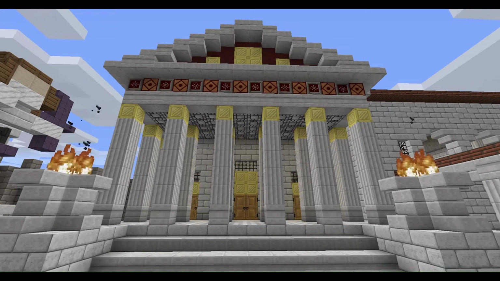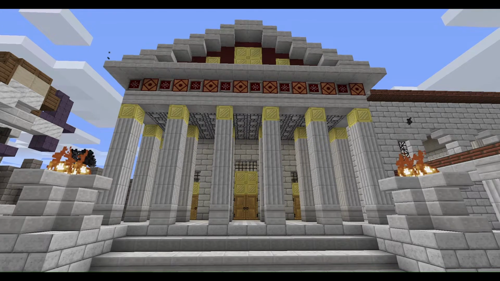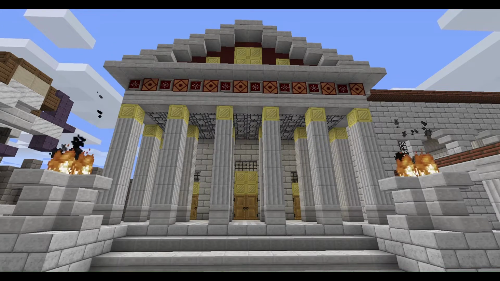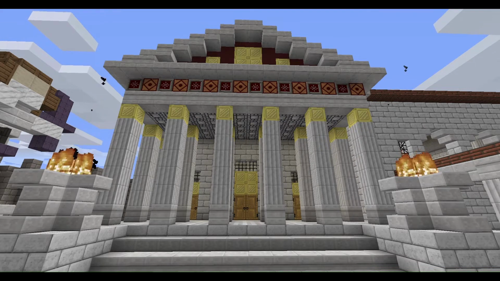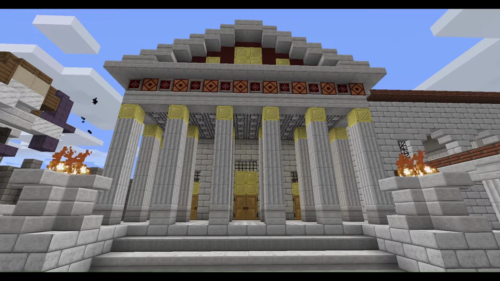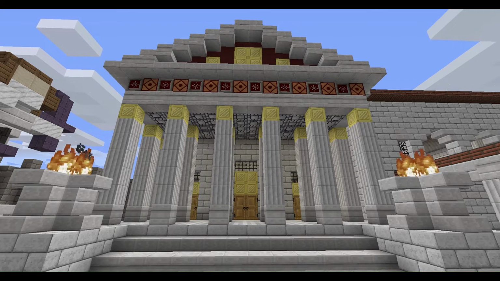To begin, I'd like to start off by saying that many of these temples are not to scale, as it is impossible to get a one-to-one recreation in Minecraft. However, I will be showing pictures throughout the presentation so that you can get a scale of these buildings.